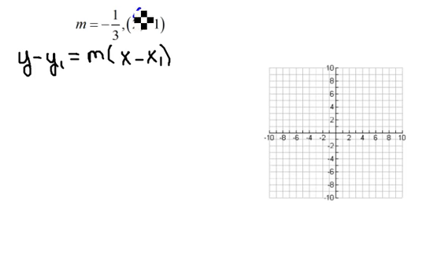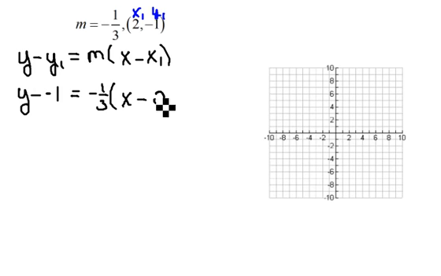I'm going to go ahead and do the x1, y1 right above my x and y values so that I know what to plug in. So now here we're going to have y minus the y1 value, which is a negative 1, equals m, which is a negative 1/3, and this would be x minus our x1 value we've labeled as being 2. Up to that point, it's really just a matter of plugging numbers in their proper place.